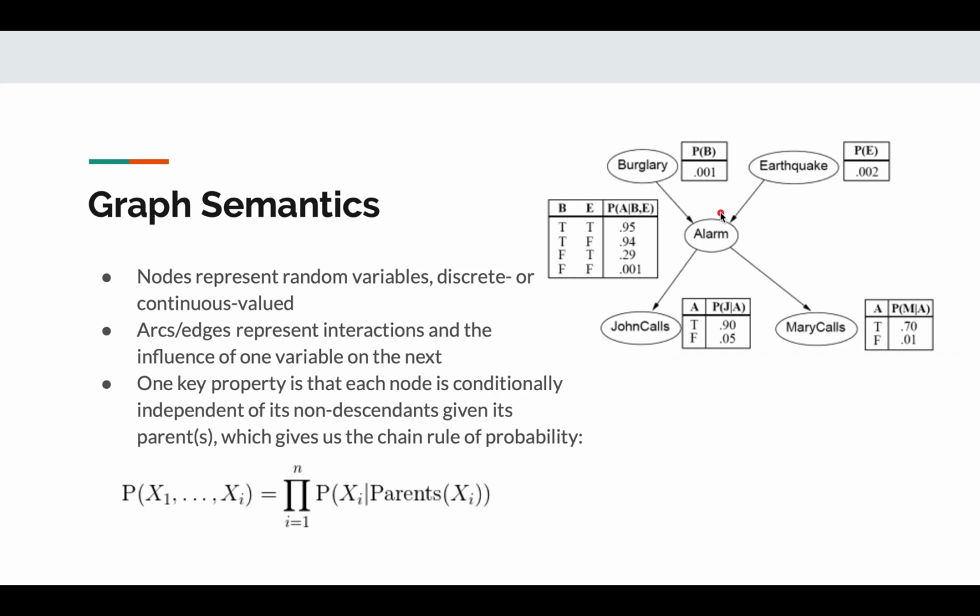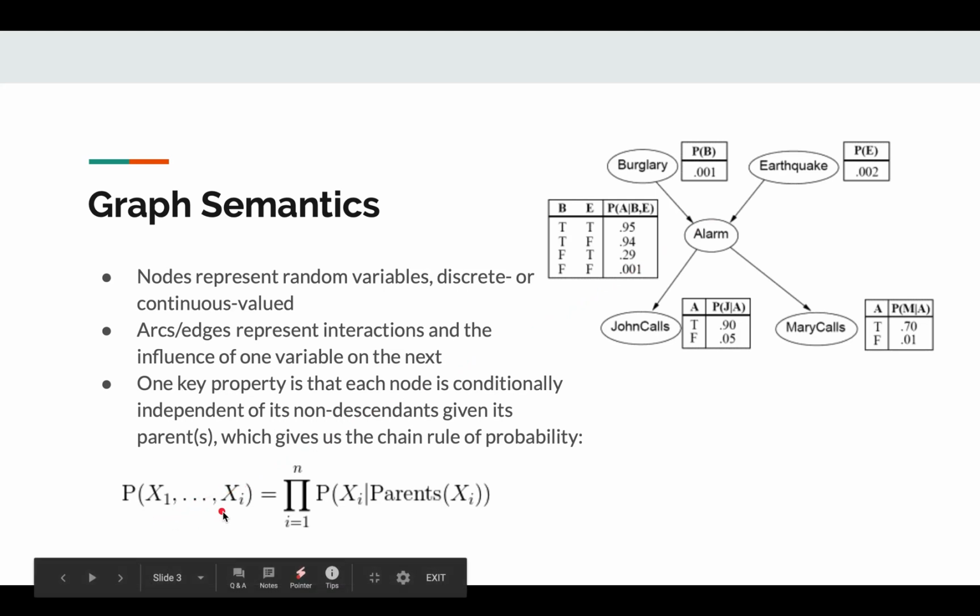So one key property of these graphs is that each node is conditionally independent of its non-descendants given its parents, which gives us what's called the chain rule of probability. So the joint distribution of several random variables is equal to the product of the conditional probabilities of each random variable given its parents.